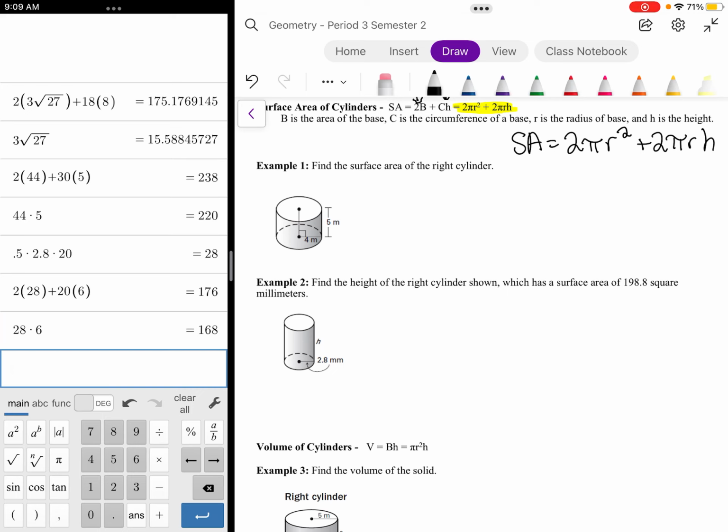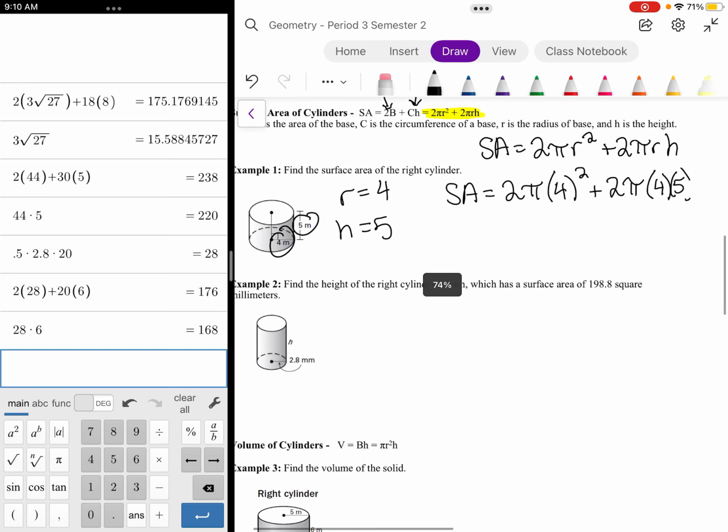If we look at example 1, the radius is going to be 4, and the height of the cylinder, the distance between the two circles, is going to be 5. So we're going to plug that right into our surface area formula: 2 pi times 4 squared plus 2 pi times 4 times 5.